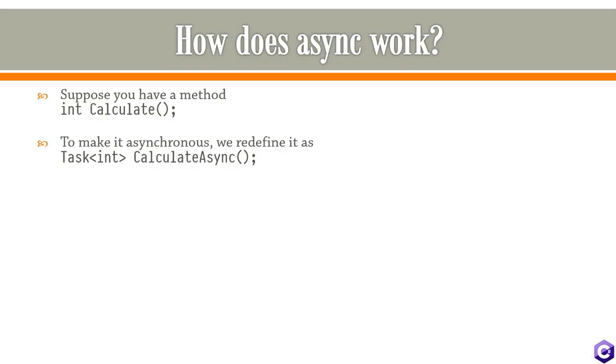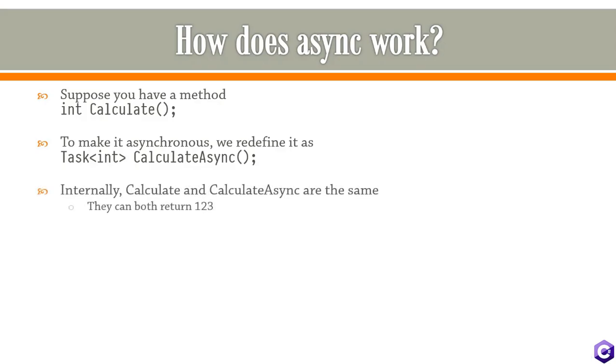We'll meet it in just a moment, but the interesting thing about this part is that internally, if you look at the contents of calculate and calculate async, they are identical methods. They can have identical bodies. So both calculate and calculate async, they can, for example, return the value 123. And it's interesting because in the second example, in calculate async, you're returning a task of int. So you would expect somebody to actually manufacture a task and return that, but you don't have to. You can just return an ordinary value.